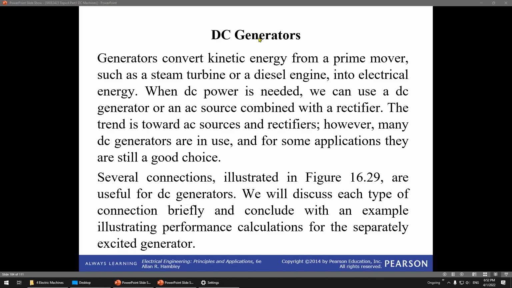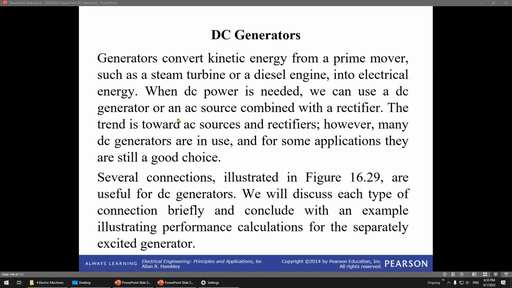So we continue with the DC generator. A generator converts kinetic energy from the prime mover, such as a steam turbine or diesel, into electrical energy. When DC power is needed, we can use the DC generator or an AC source combined with a rectifier. The trend is towards the AC source and rectification. However, many DC generators are still in use for some applications. This is just general. Usually, if you want a DC source, we don't use a DC generator, we usually use an AC source and we rectify it.